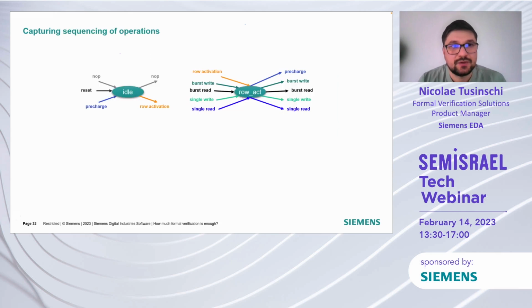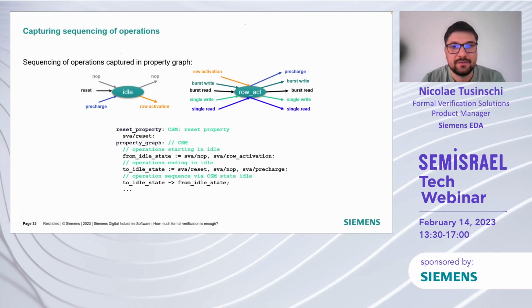So how do we capture sequences of operations in these properties? Let's say that we have these states that we identify. We have idle, row act, and we have operations. We have NOP, we have reset, we have precharge. All of this we capture in a so-called property graph.